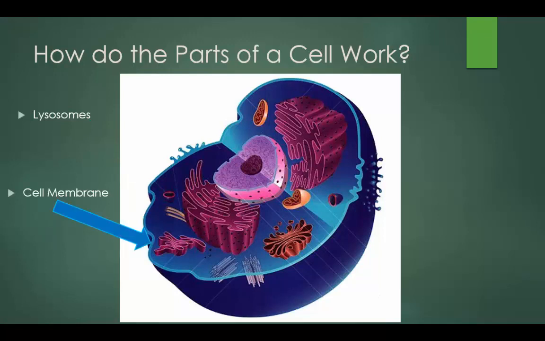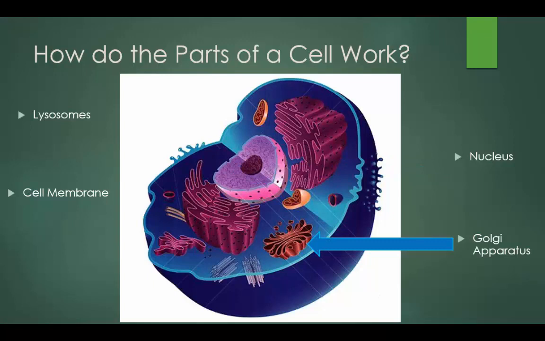The cell membrane is also found on plant cells. However, it is slightly inside of the cell wall. The cell membrane makes up the exterior structure of all animal cells. Again, the nucleus is also found inside of animal cells. It is the control center.